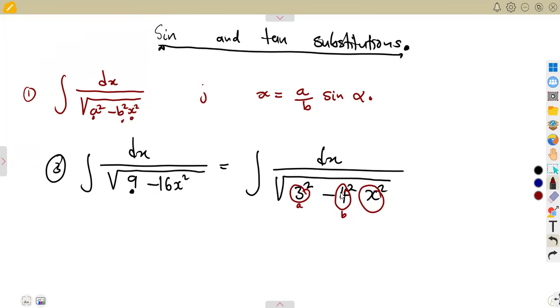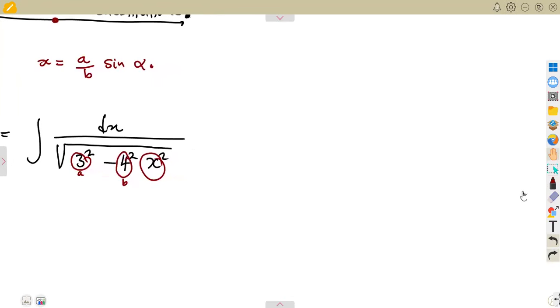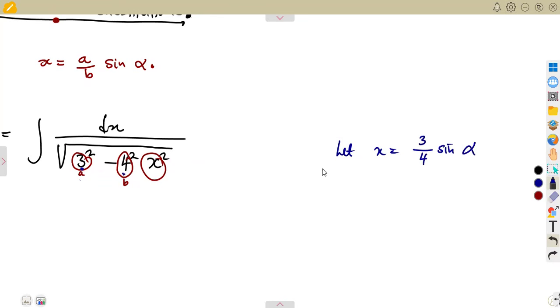Like I said, there are formulas that you can use, but when the question specifically mentions to use this substitution, you do not have an option. You are now opted for this. So of this format, we are going to let our x be equal to a over b sine alpha. Letting our x be equal to a over b, our a is 3 over our b, which is 4, then sine of alpha.